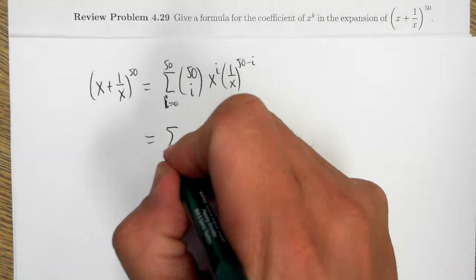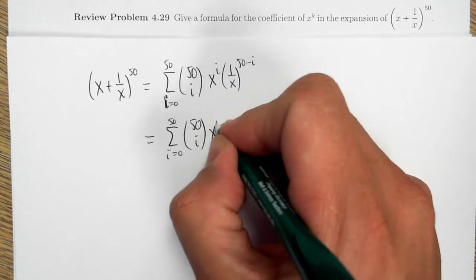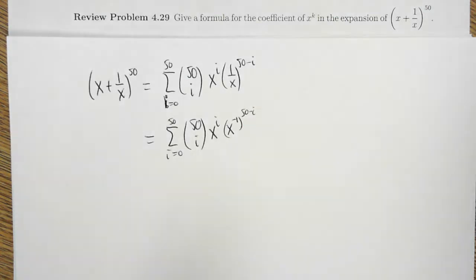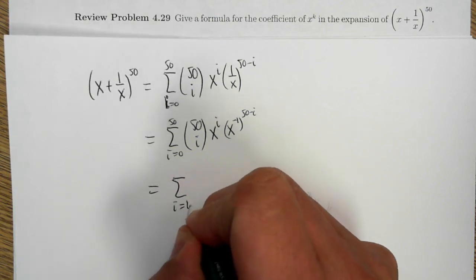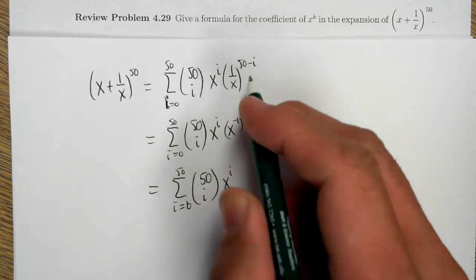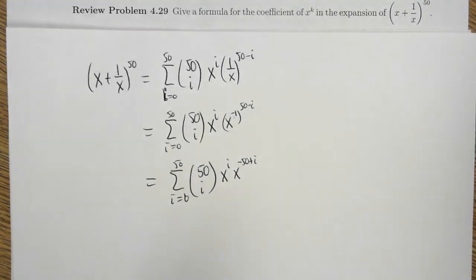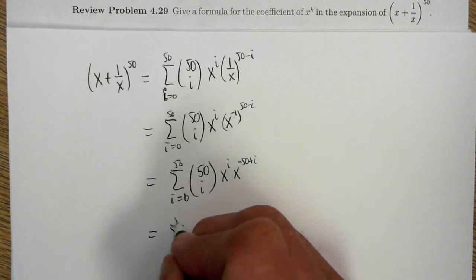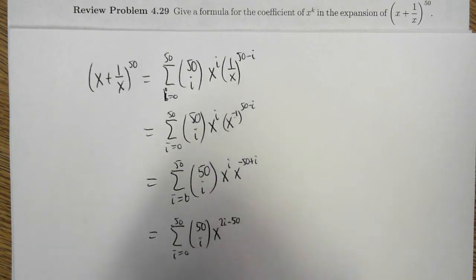Now this can be rewritten as the summation i equals 0 to 50, 50 choose i, x to the i times x to the minus 1 to the 50 minus i, since x to the minus 1 is 1 over x. So that's the summation i equals 0 to 50, 50 choose i times x to the i, and now I can multiply here. I get x to the minus 50 plus i, and then I can multiply these two together and get the summation i equals 0 to 50, 50 choose i, x to the 2i minus 50.